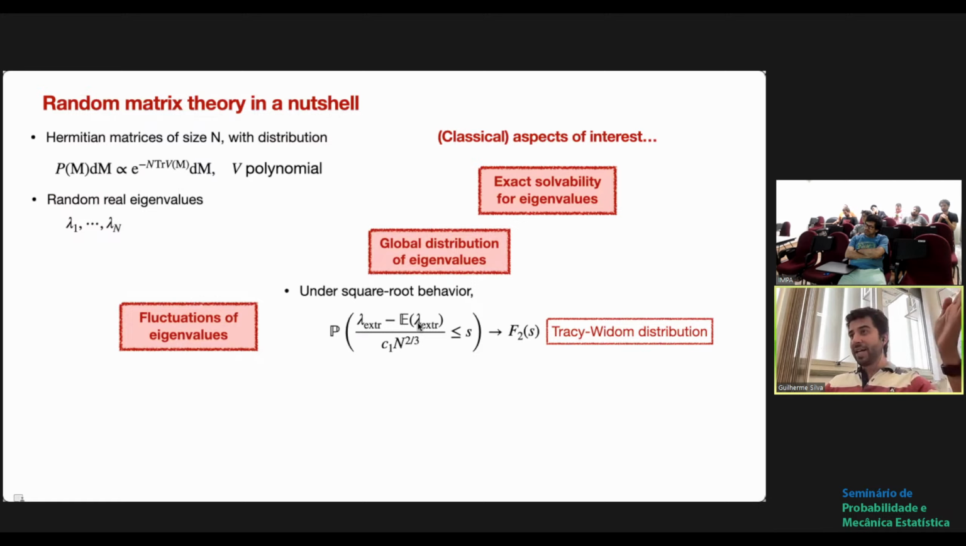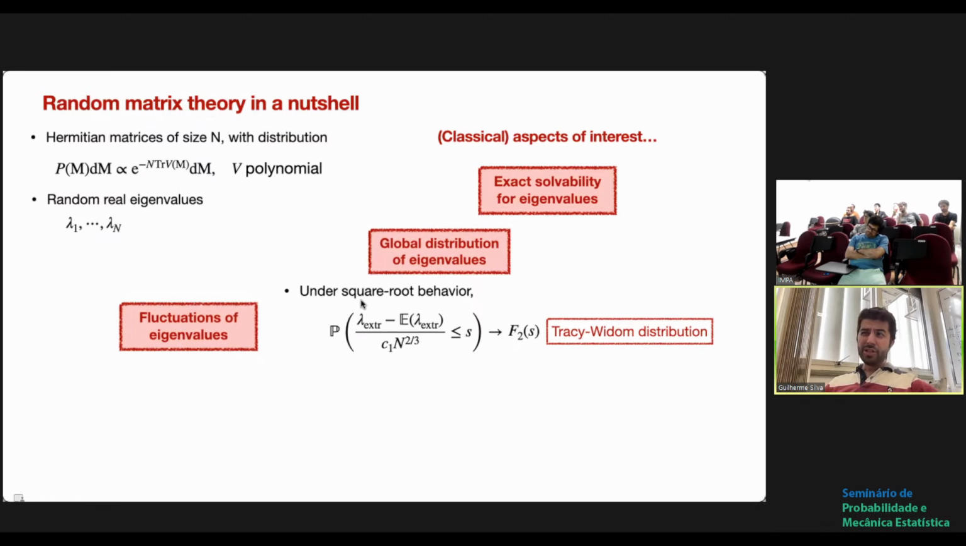which is the rightmost endpoint of the support of the equilibrium measure. And then you can start centering around this limiting point. Let's say I'm centering around its average. Then you start looking at fluctuations, let's say of the maximal eigenvalue here.